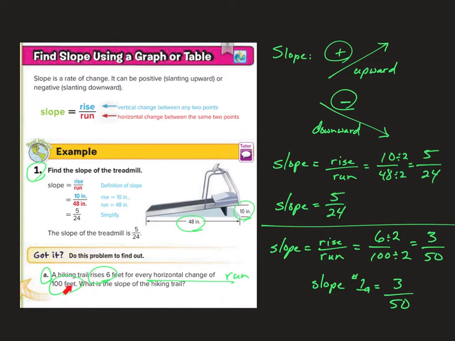So for example, A here, a hiking trail rises 6 feet for every horizontal change of 100 feet. What is the slope of the hiking trail? So our horizontal change is our run, and our rise is obviously our rise over run. So we have a rise of 6, and we have a run of 100. Again, we have to simplify as best we can. We simplify it down to 3 over 50. So our slope would actually be 3 over 50. We're just looking at that ratio of vertical change over horizontal change.